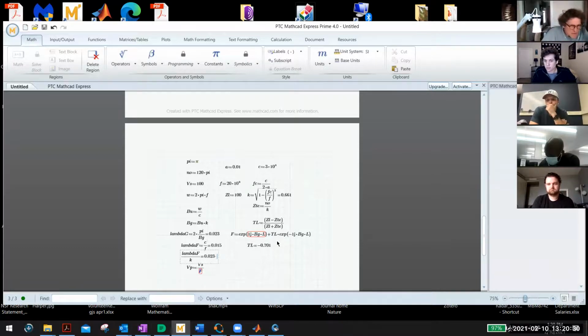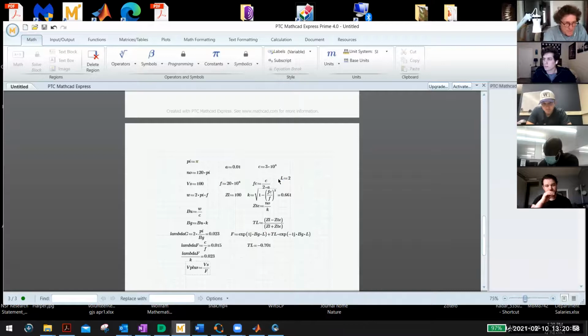So now, I didn't put L down, did I? So I'm going to put L. I think the length was 2 meters, wasn't it? Can you confirm that? So now I got this, and the reason I wanted that F was because I want the actual value. This is V plus, and I can't put a plus here. So what is V plus? This will be complex, I think. All right, so that's the voltage V plus.